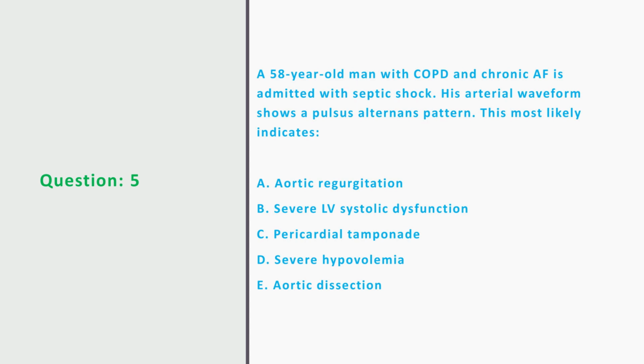Question 5. A 58-year-old man with COPD and chronic AF is admitted with septic shock. His arterial waveform shows a pulsus alternans pattern. This most likely indicates: A. Aortic regurgitation.